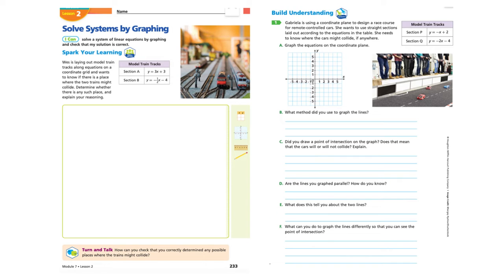And then E, what does this tell you about the two lines? So they're asking according to D whether they're parallel or not. What does that tell you? And then F, what can you do to graph the lines differently so that you can see the point of intersection? So there they are saying if there is a point of intersection but it doesn't show up on your graph, what could you do differently to graph the lines in a different way so that you might see that point of intersection. So pause the video here and work on this one, and then we'll go to the next section.